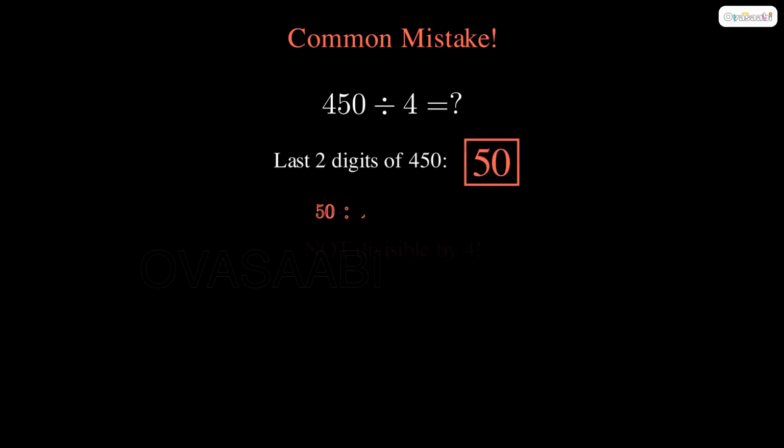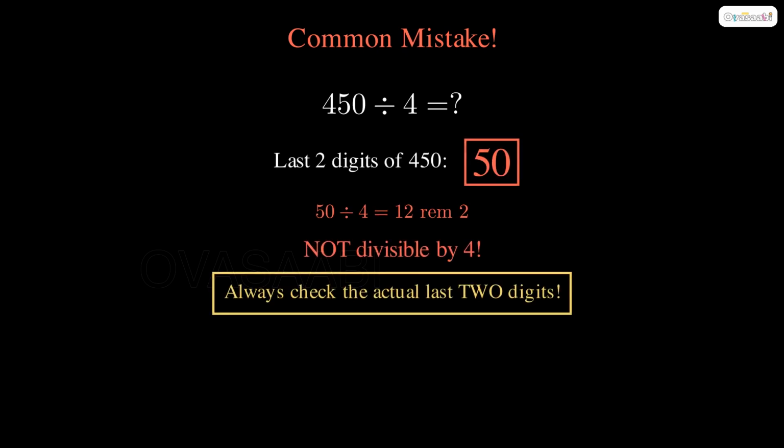Common mistake. Many students think any number ending in 0 divides by 4. Wrong. 450 ends in 50, but 50 does not divide by 4. Always check the actual last 2 digits.